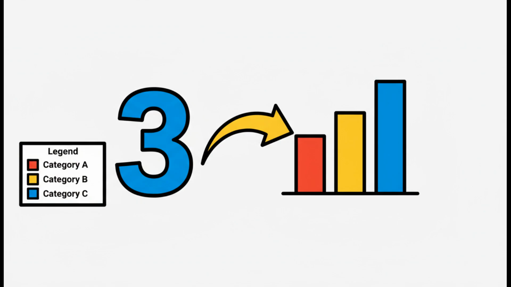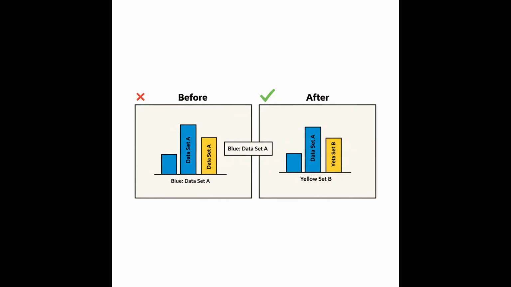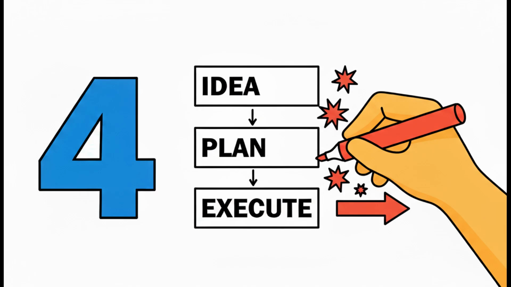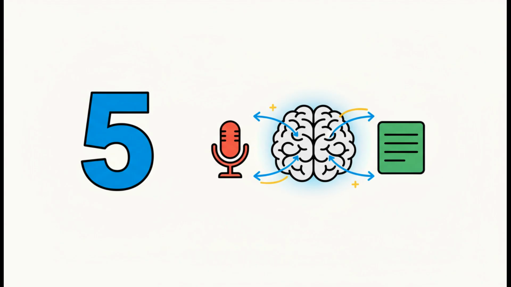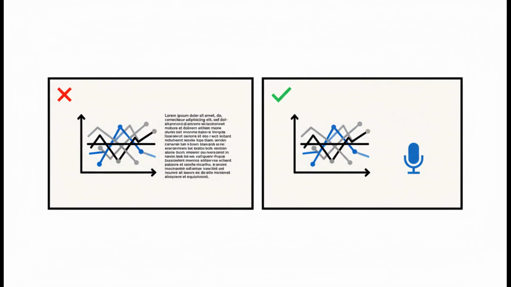Step 3. Integrate sources. Put labels on the graphic, captions next to images, and legends inside charts where possible. Step 4. Add signals, arrows, outlines, bolding, or numbering to show the viewing path and highlight the key point. Step 5. Choose modality. If a visual is complex, move the explanation to voice or a separate short caption. Don't put a paragraph next to the chart.